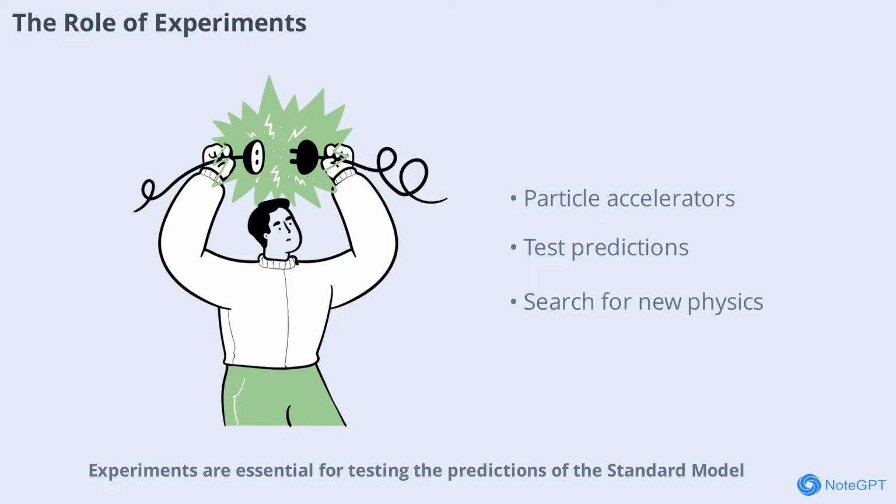Experiments are essential for testing the predictions of the Standard Model. Particle accelerators like the Large Hadron Collider at CERN smash particles together at high energies to reveal new particles and interactions. These experiments have confirmed many aspects of the Standard Model and continue to search for new physics beyond it.